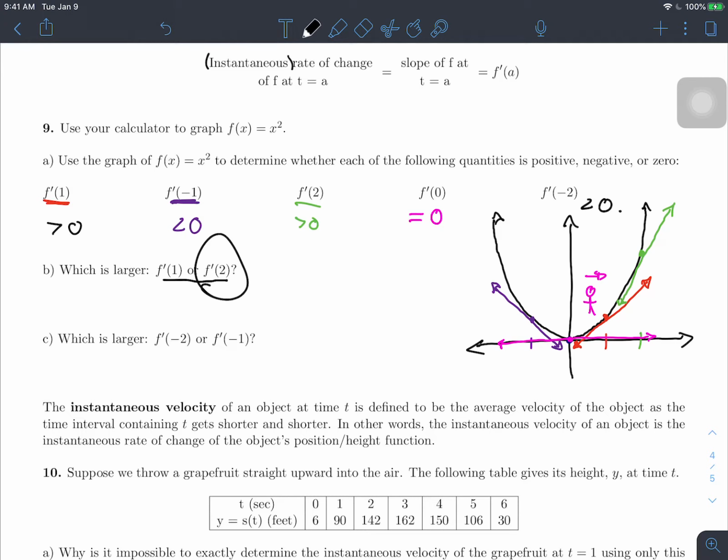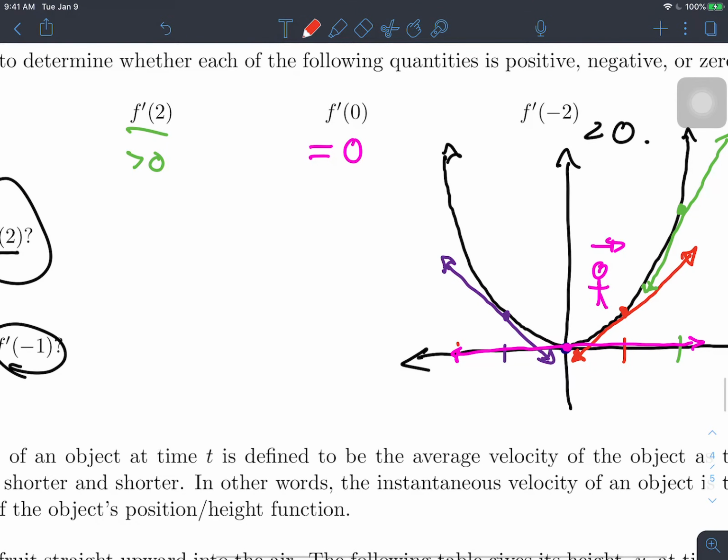All right, last thing, which is larger, f prime of -2 or f prime of -1? Negative 1. -1, that's right. Because if we were to draw in the other line, what would it look like? Something like this. And while this has a greater magnitude slope, it's really more negative.